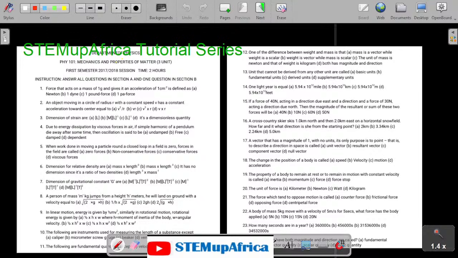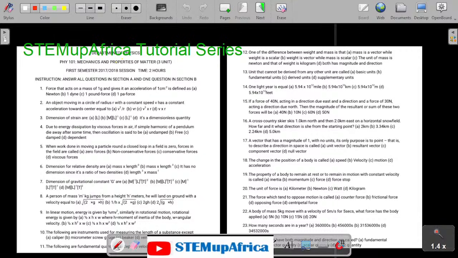Then, weight is a vector quantity while mass is a scalar quantity. Also note that weight is measured in Newton, mass is measured in kilogram. Then we have different instruments we can use to measure them. We can use a scale pan or a spring balance to measure weight, although we can also use them to measure mass. So that could not actually be a difference.